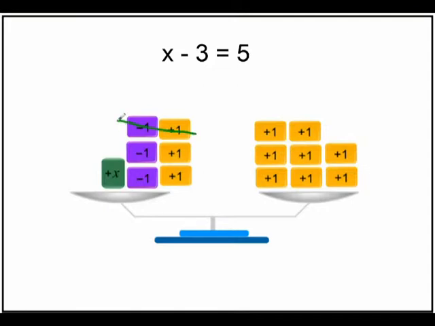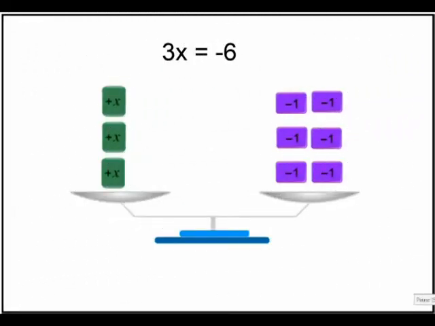I can cancel out my 3 0 pairs, which gives me an answer of x equals 8. If I check the answer at x equal to 8, 8 minus 3 is 5, so I know that I've got my answer correct.